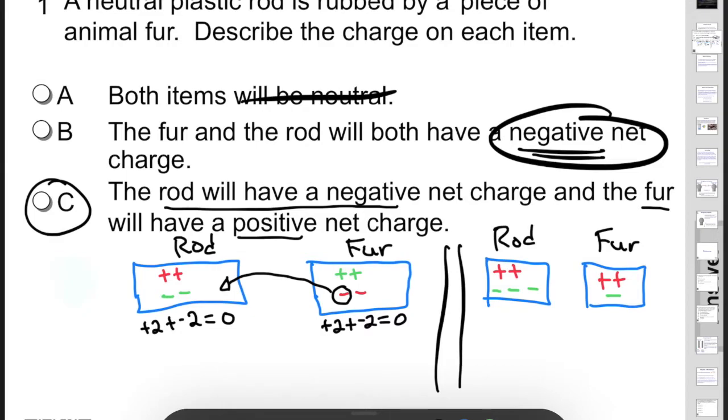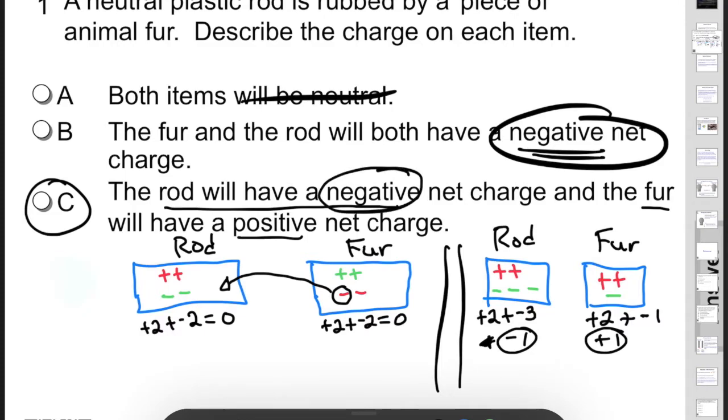Now, when we check here now the numbers, we have 2 positive and 3 negative. This is equal to what? I'm sorry. This is equal to negative 1. And here we have 2 positive and 1 negative. This is equal to positive 1. That means the answer is C, since the rod now is what? Negative, but the fur is now what?